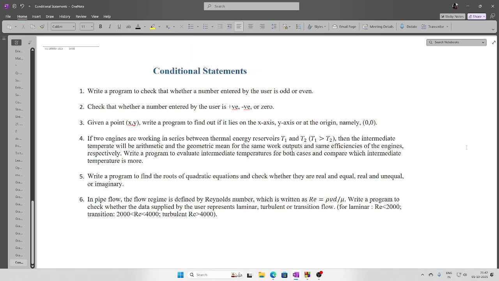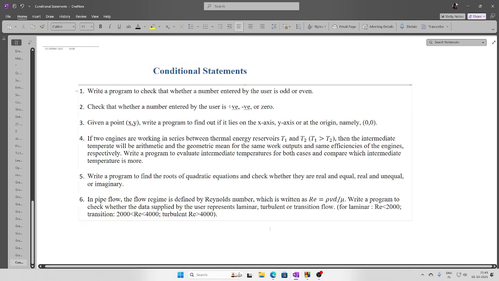In today's lecture, we'll be understanding why conditional statements are required and how to write code for them. To begin with, let us take one problem. The problem says: write a program to check whether a number entered by the user is even or odd.